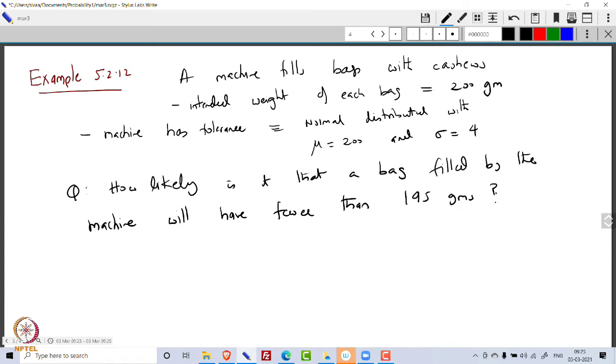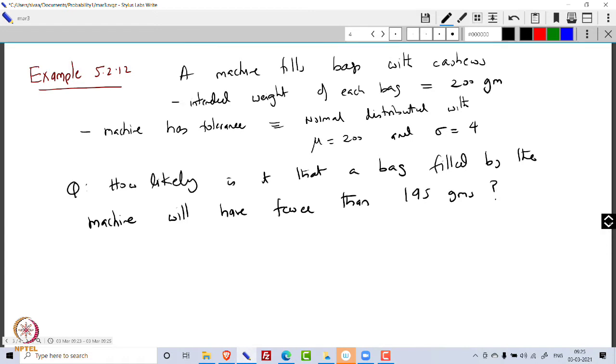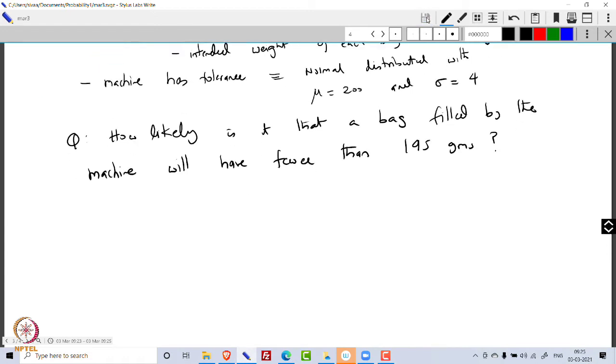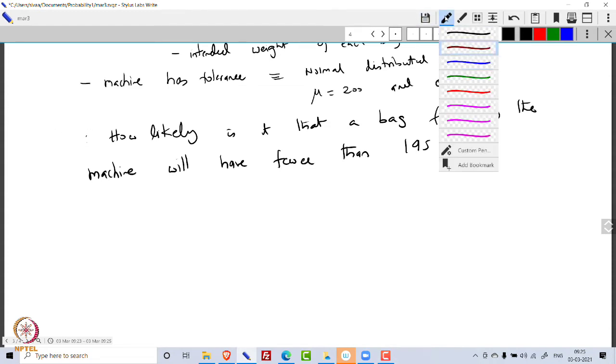So your machine has some tolerance, and then it doesn't fill exactly 200. It's normally distributed, mu equal to 200, sigma equal to 4. How likely is it that the bag filled by the machine will have fewer than 195? So here, how do you answer this question?